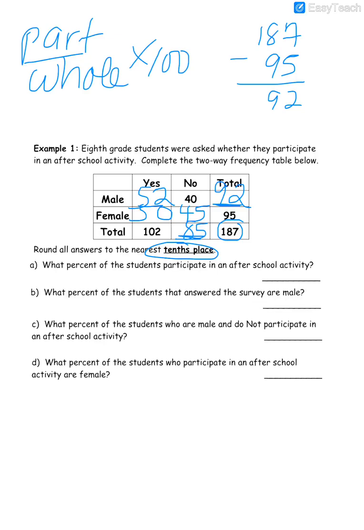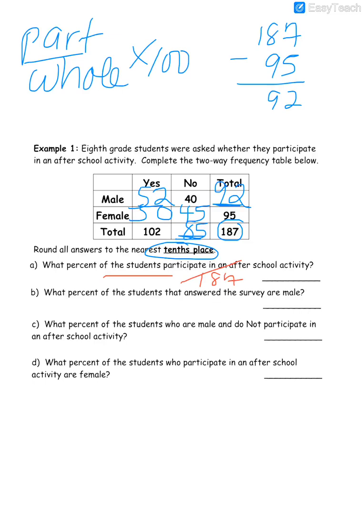All right, let's take a look at the first part. The first part says, what percent of the students participate in an after-school activity? So I have to read that correctly. First of all, I have to ask myself, how many students am I serving? I'm serving 187 students. That's going to be my denominator. I'm asking you, what is the percent of them that are participating in a school activity?